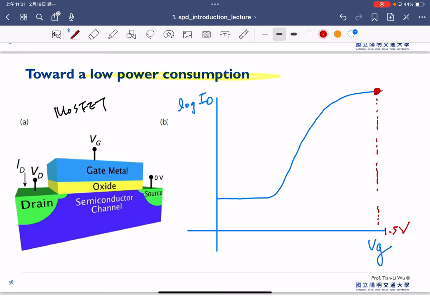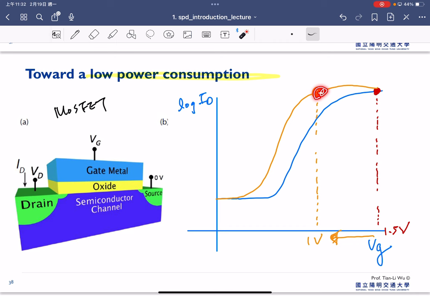But if we can make our transistor show this curve, that means you can reach the same current but with a lower operating voltage. So that means right now you don't have to apply the 1.5 volt, you can just apply the 1 volt, but that still gives us the same current as here.